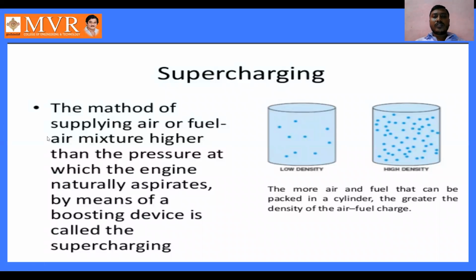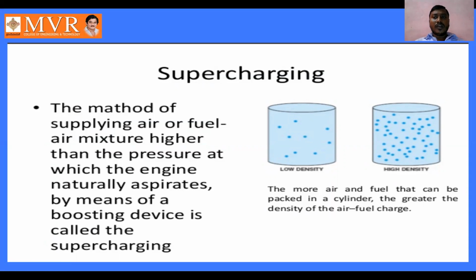Coming to supercharging, we can observe the diagrams here. We have low density and high density diagrams of the cylinders. The more air and fuel that can be packed in a cylinder, the greater the density of the air-fuel charge. In the high density cylinder we have a greater air-fuel charge compared with the low density one, where we have less fuel and less air. The method of supplying air or fuel-air mixture at a higher pressure than that at which the engine naturally aspirates, by means of a boosting device, is called supercharging.